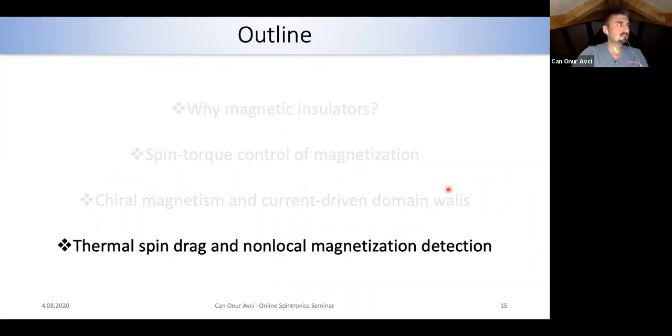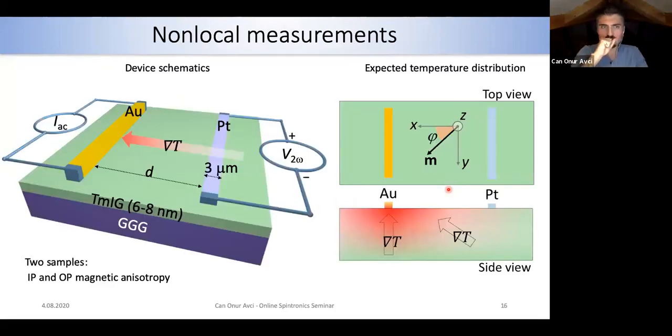In the last maybe 5 minutes or so, I will talk about the thermal spin drag and the non-local magnetization detection. Okay, we are changing gears now, going into slightly different device schematics, but the materials are basically the same. We can measure the out-of-plane component of the magnetization in a local geometry by using the Hall effect. Why not do it in a non-local geometry? But there wasn't any effect that we know of that would give rise to a signal in a non-local geometry.